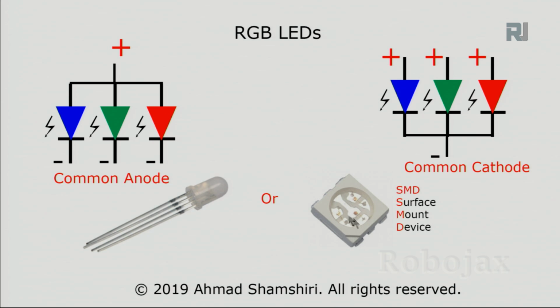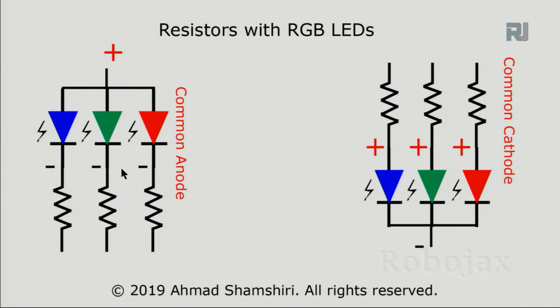RGB LEDs are available either as surface mount device, SMD, or this type of 5mm, or maybe larger sizes. For all of these, you need to calculate and put a resistor to turn it on, like the regular LED that I've shown you in the previous lecture. Since the common pin is shared, you cannot put your resistor on the common. You have to put an individual resistor for each. You cannot put one resistor for all.